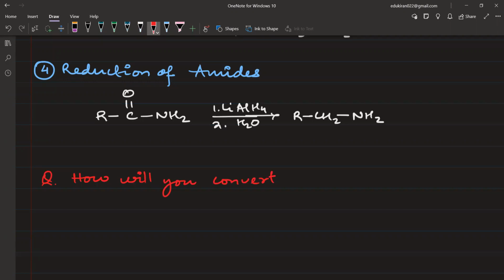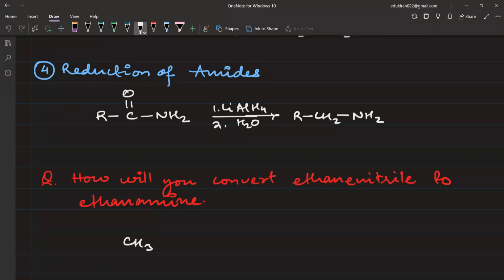Right, a question: how will you convert ethane nitrile to ethanamine? It's very easy. You have two carbon atoms, CH3, C triple bond N, to CH3, CH2, NH2. So what are we going to use? H2 in the presence of nickel, Pd or Pt.